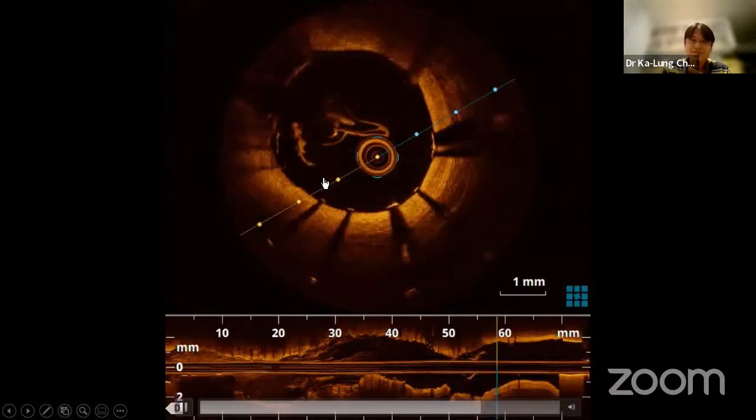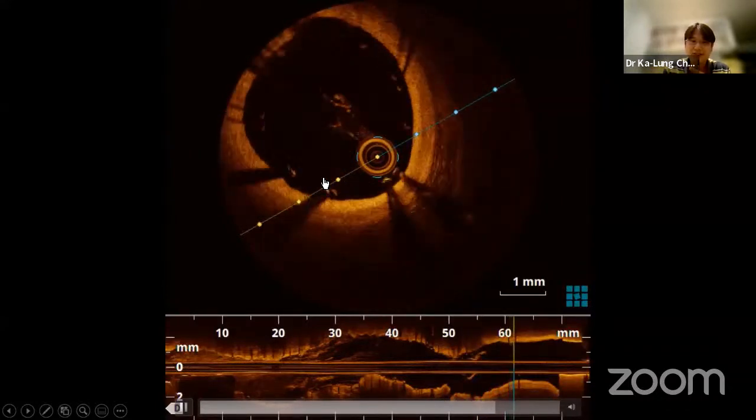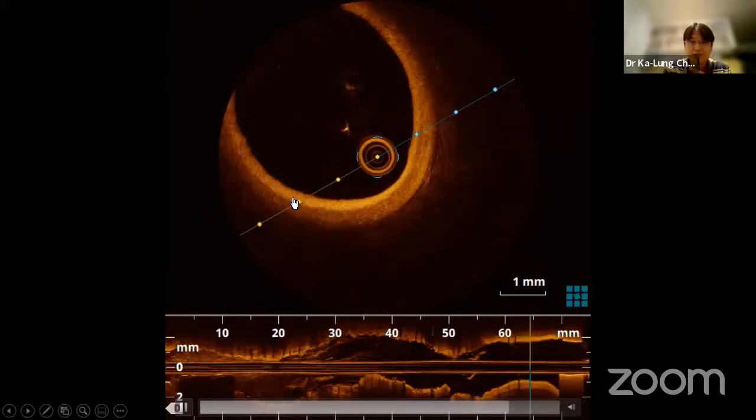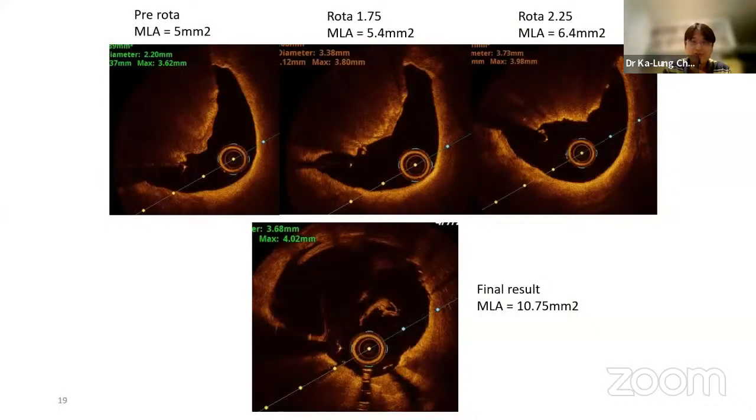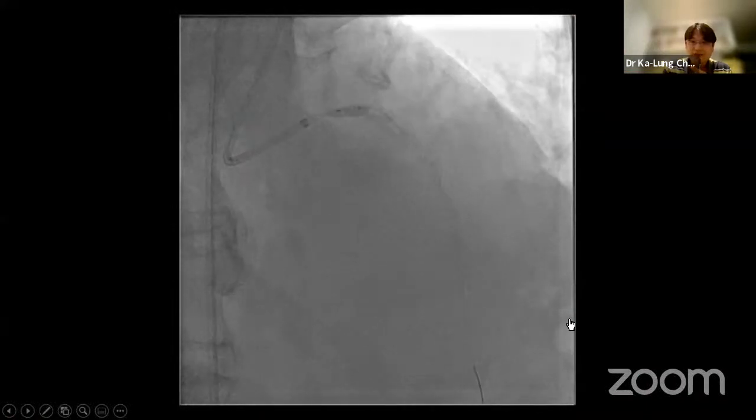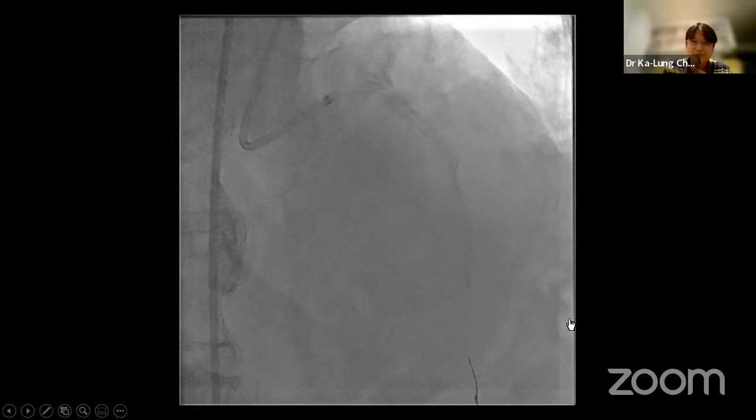Actually, the final lumen gain is quite good. There's some malposition at the proximal edge, so that's why we made a final touch with an NC balloon. The final stent area is 10.75, which is good in this case. We finally touched up with an NC balloon for post-stent dilatation, and this is the final angiogram.